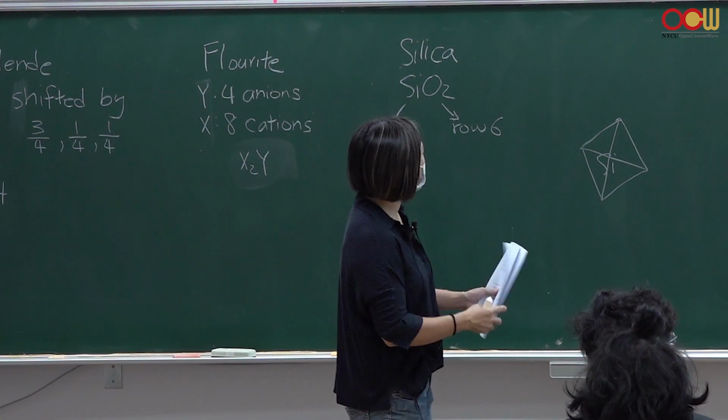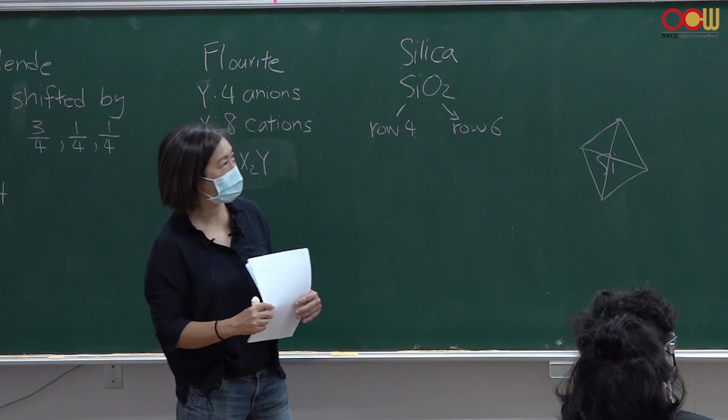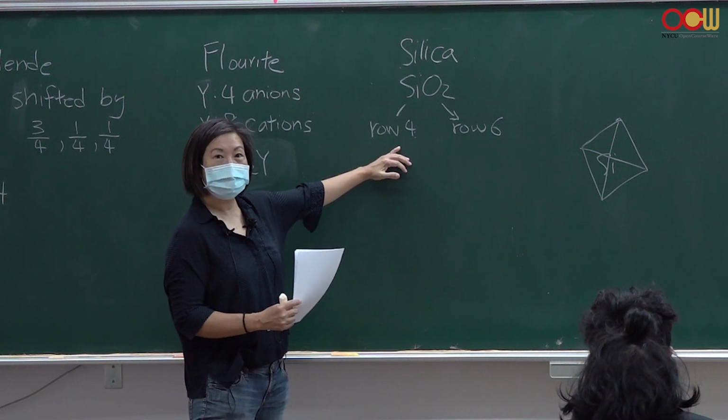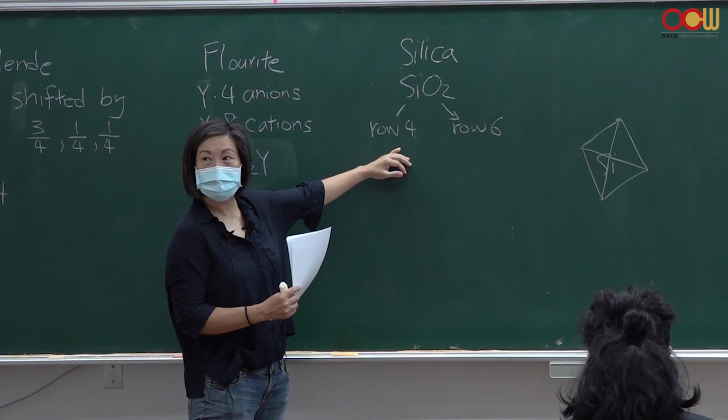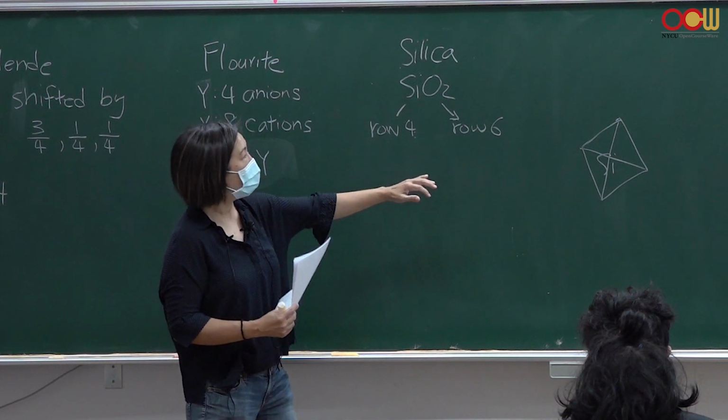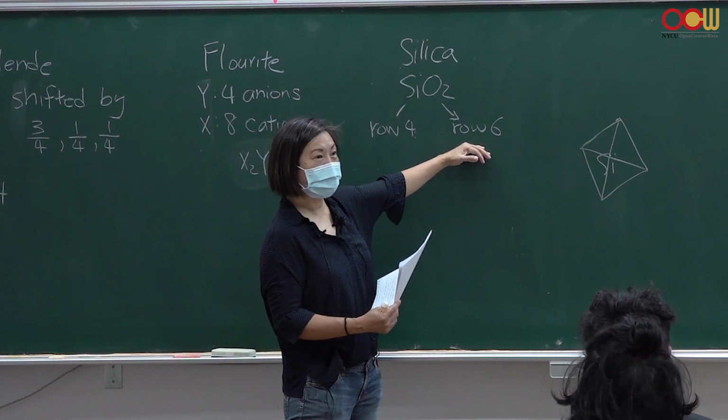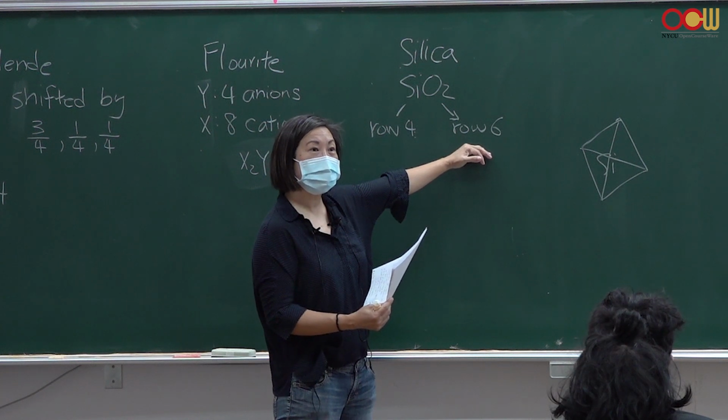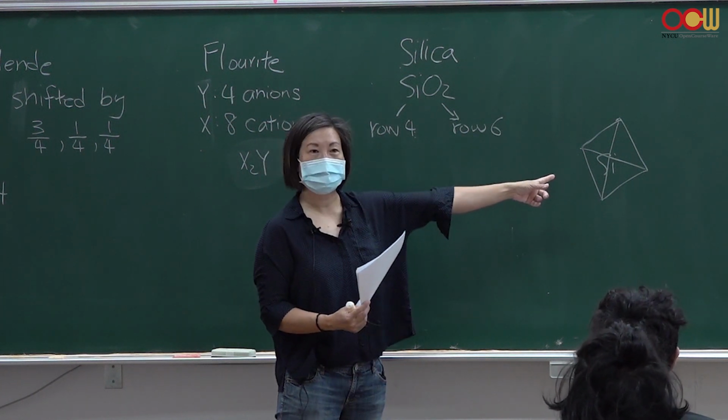So the silicon shares 4 electrons. It's in row 4, so it has 4 electrons to share. It shares 1 with each oxygen. Oxygen is in row 6. It wants to have 2 more electrons, so it needs to be bonded to another silicon, right?